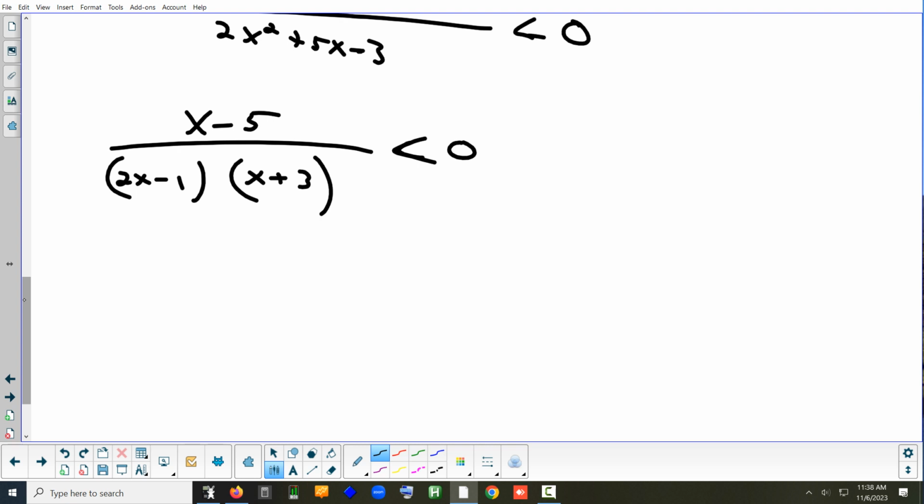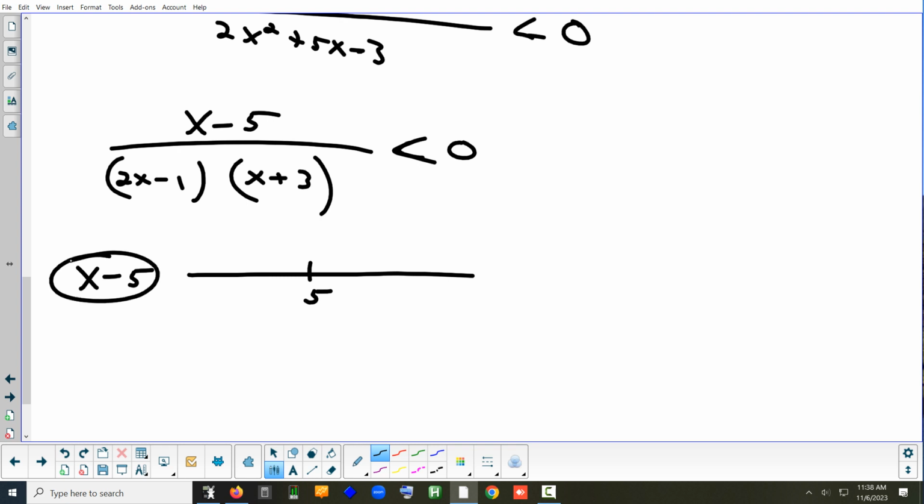Now we make a number line. Let's start with x minus 5. On the number line, mark your root. So what would you plug into x minus 5 to make it 0? 5. What if you plug in a number smaller than 5 into this? What kind of answer do you get? You get a negative. What if you plug in a number bigger than 5? Positive. Okay, do the same thing for the other two. People remember doing this now?